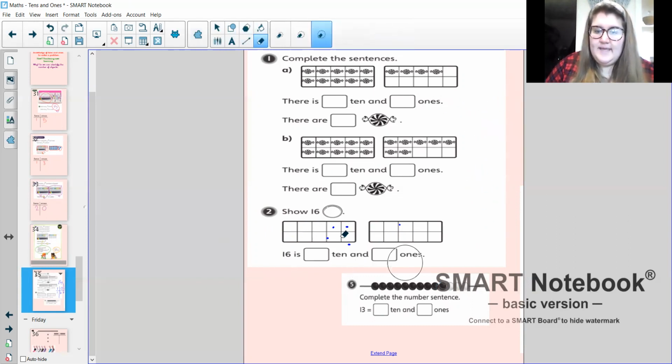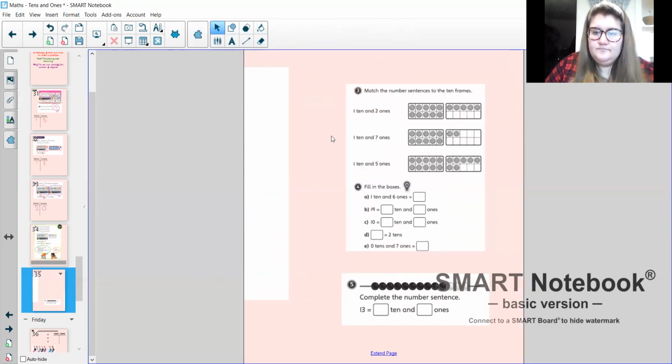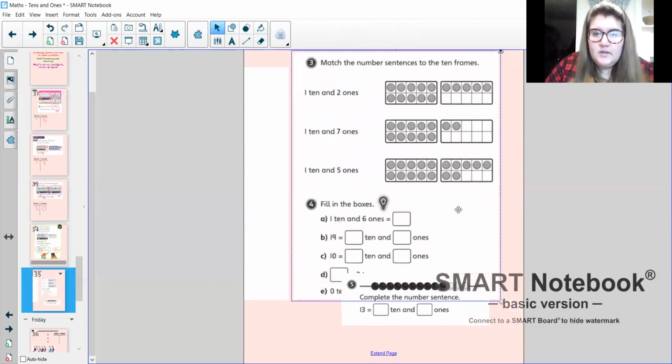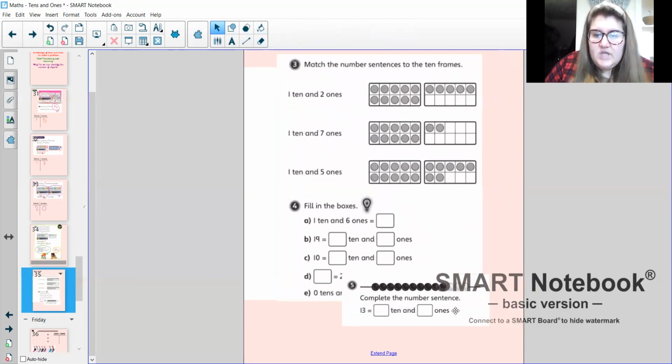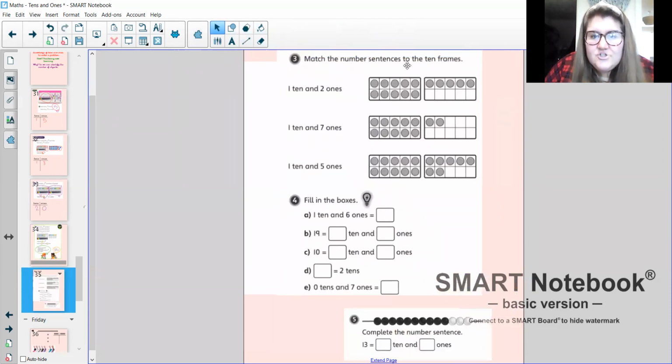So let me go on to the next sheet. There we go. So it says match the number sentence to the 10 frame. So this looks quite fun actually. So you've got to think, oh, I've got 1 10 and 2 1s. There's 1 10. Oh, but there's more than 2 1s there. So it's not that one.